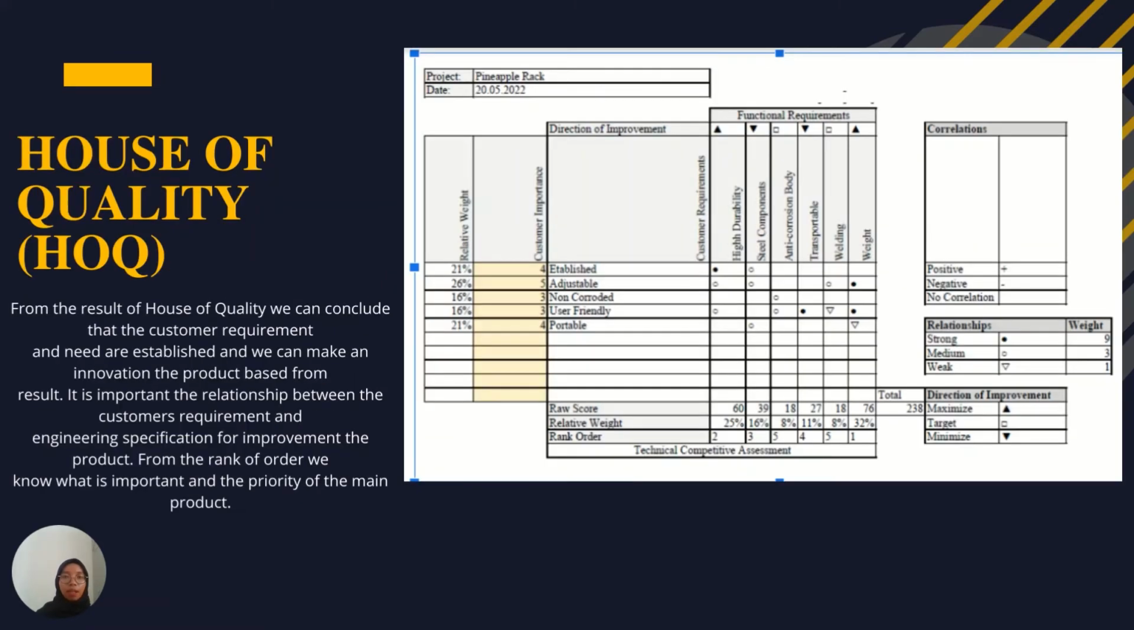customer requirement. For the house of quality (HOQ), from the result of the house of quality, we can conclude that the customer requirements and needs are established, and we can innovate the product based on the result. It is important to show the relationship between the customer requirement and engineering specification for improvement of the product. For the rank of the order, we know what is important and the priority of the main product before we make an innovation for the product.